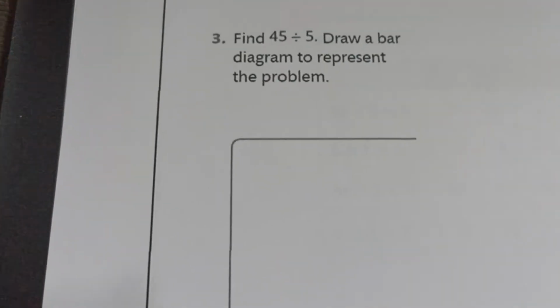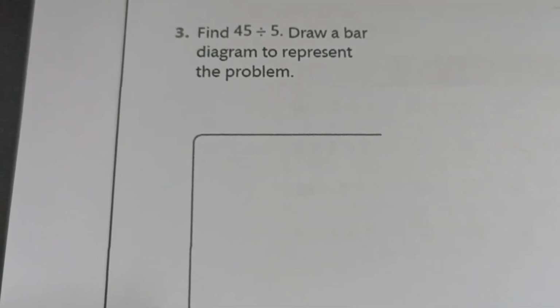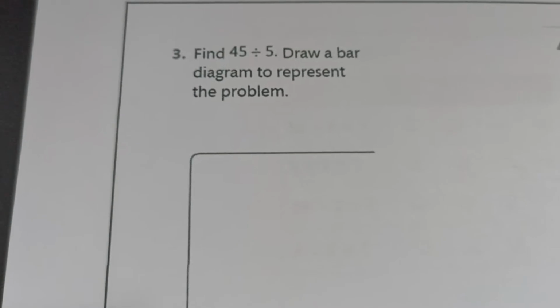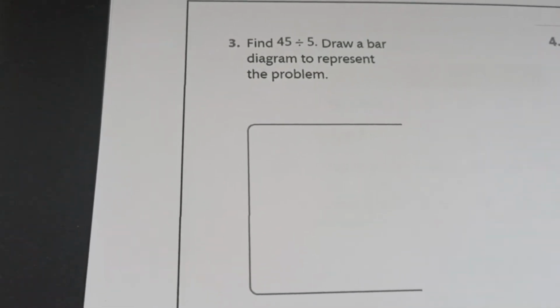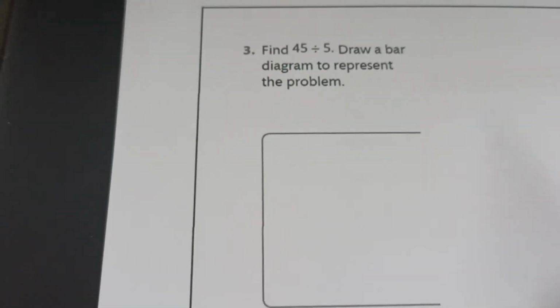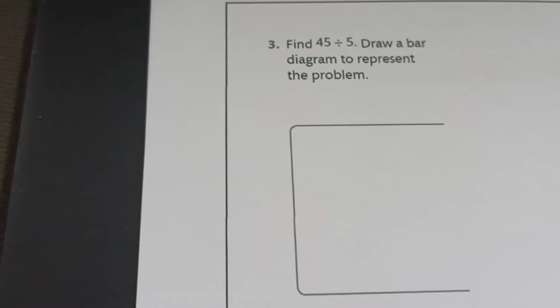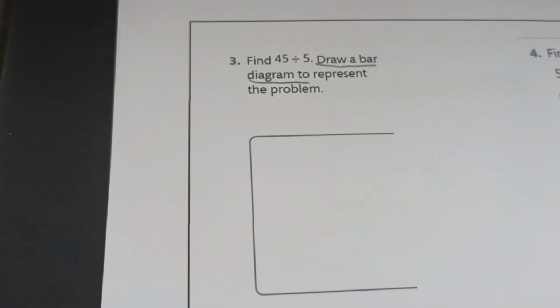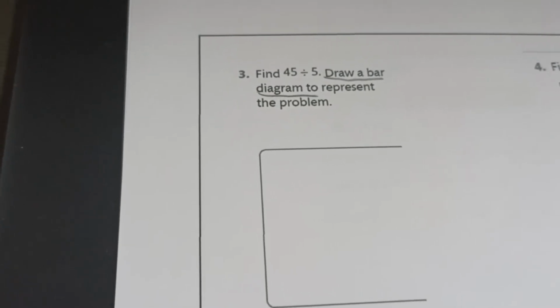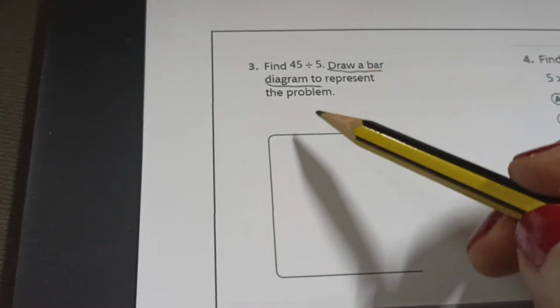Number 3. Find 45 divided by 5. Draw a bar diagram to represent the problem. Okay. Again, you can divide using the multiplication table, but if the task tells you to draw a bar diagram, I want you to draw a bar diagram. You need to know how to do this. Again, I remind you.